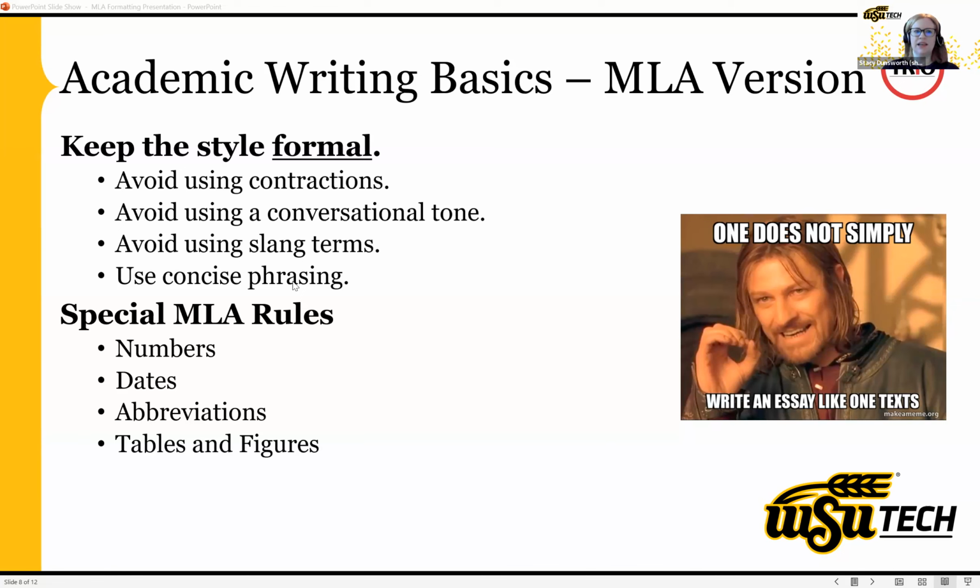What this means is that, first of all, we avoid using contractions. We don't say it's, we say it is. We don't say don't, we say do not. It's not can't, it's cannot, and so on and so forth. We do not use contractions at all in academic writing.